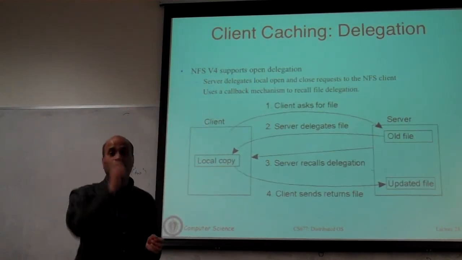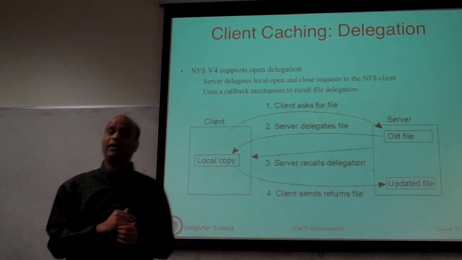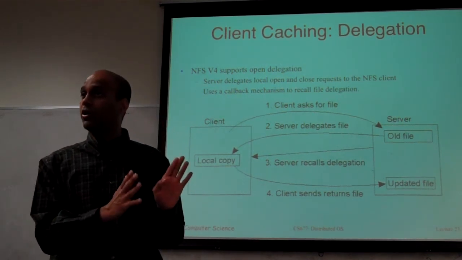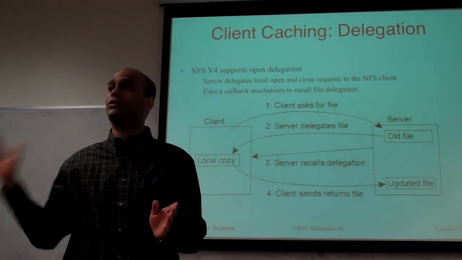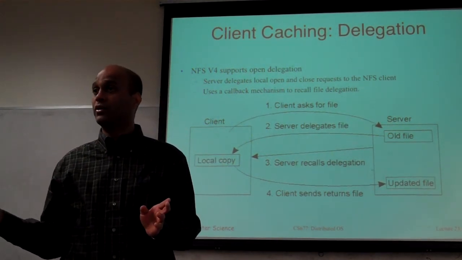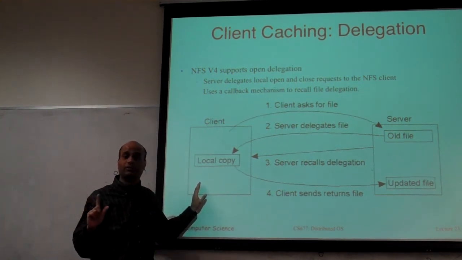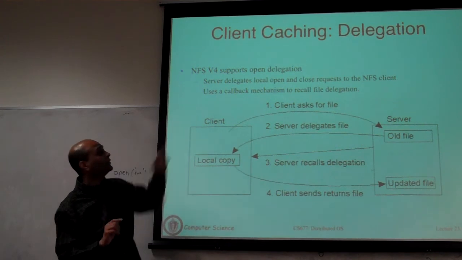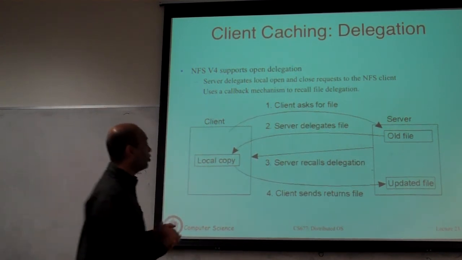Now, starting version 4, you have a more interesting optimization. NFS by default supports the remote server model. Clients send all the requests to the server, they are performed at the server, and results come back. But starting version 4, you also have the upload-download model that I presented on the very first slide. This is implemented through this notion of delegation. Here is what happens.